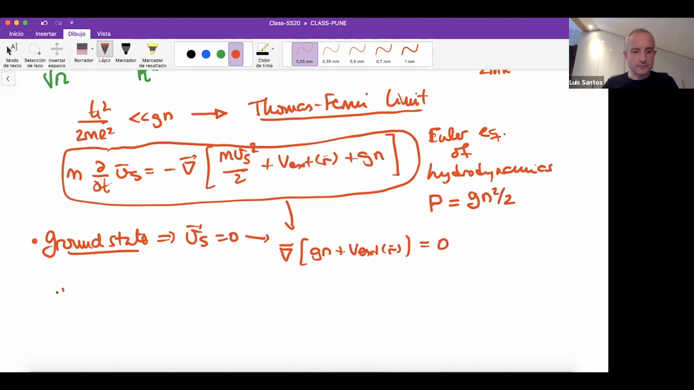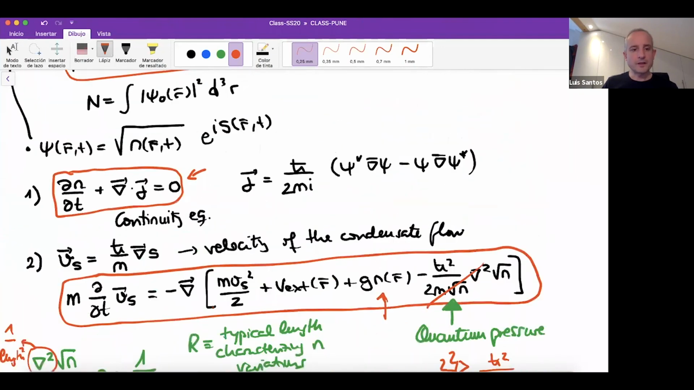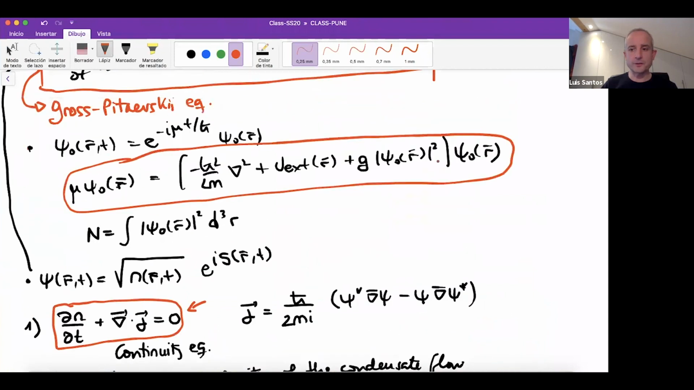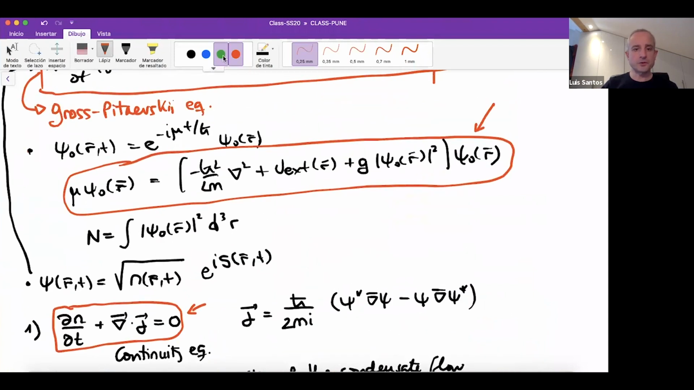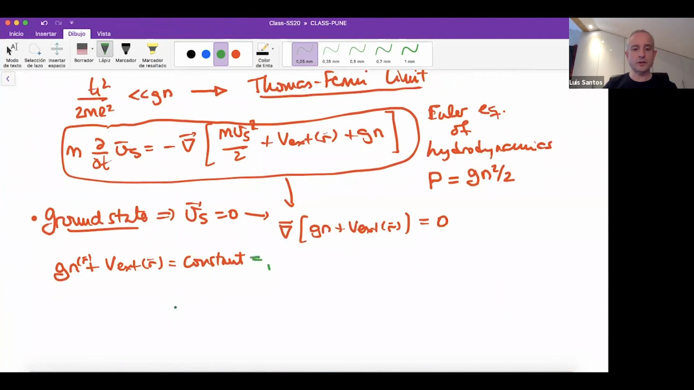So this means that Gn plus Vx(r), which is a function of r, of course, is a constant. And now we can see very easily which constant this actually is, because if we have a look at the stationary equation here, and you remove the kinetic energy, so you remove this term here, then what is left is the trap potential plus Gn, and this has to equal the chemical potential. So this is actually the constant that we have here. So this is actually the chemical potential.